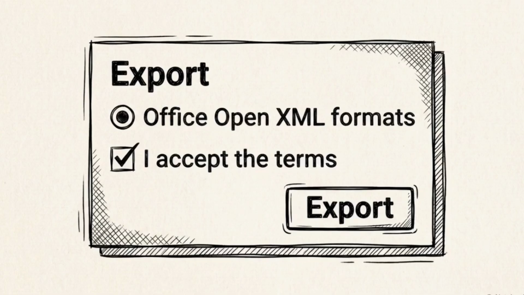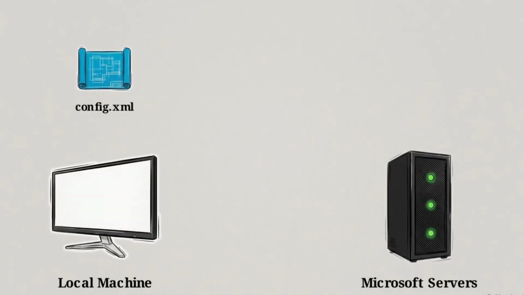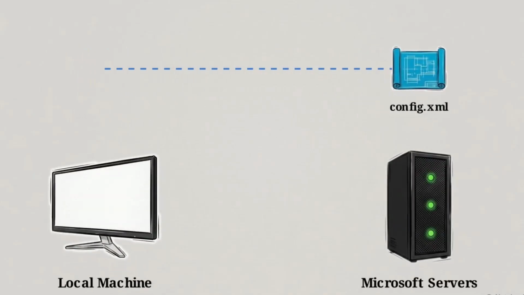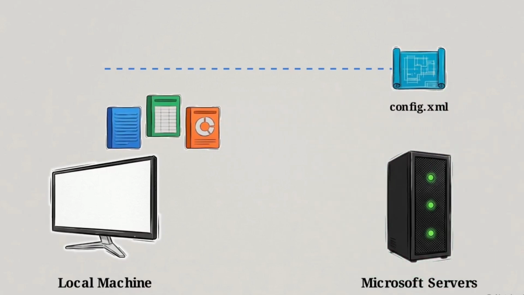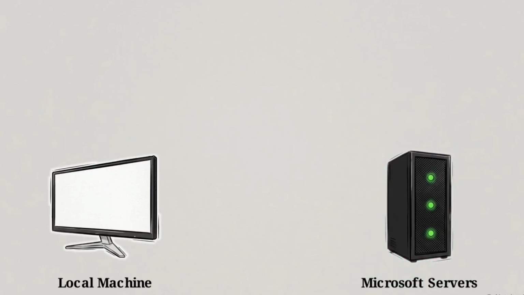Navigate to the Final Export button. Choose the Office Open XML formats, accept the license terms, and click Export to download your configuration file. This XML file serves as a custom blueprint. It tells the Microsoft servers to download only the three specific tools we selected and nothing else.